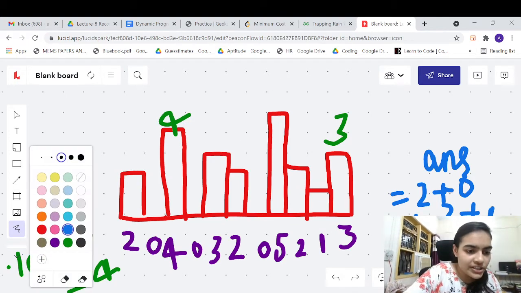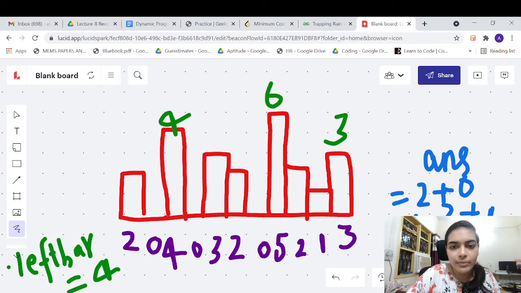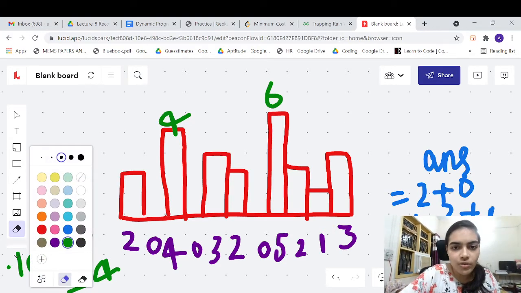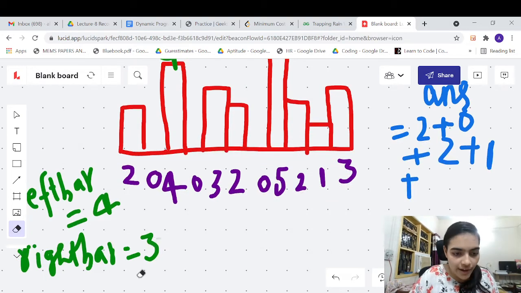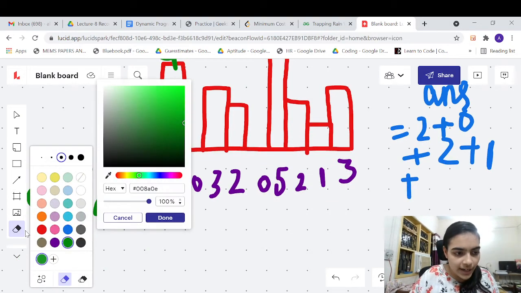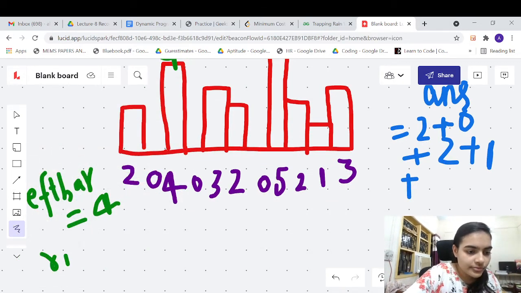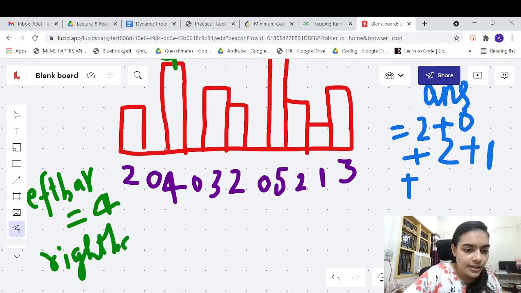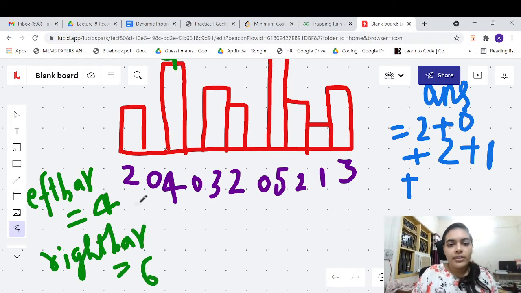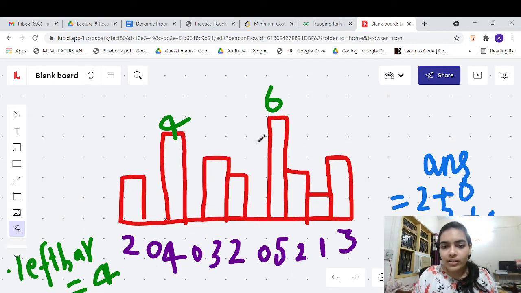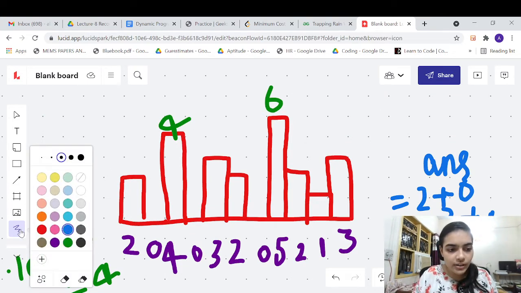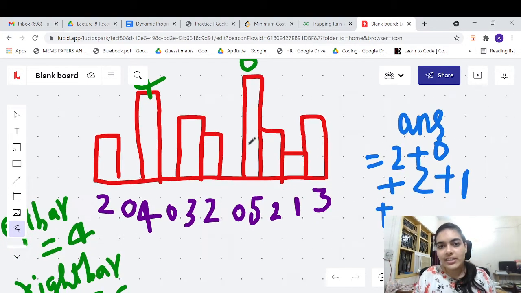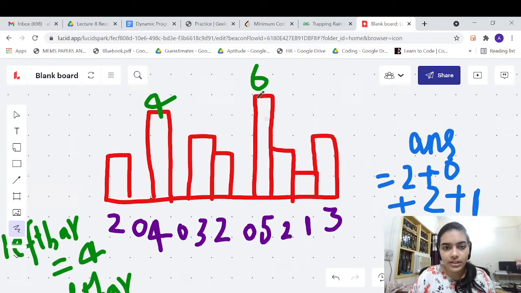So 6 is the highest bar that we have seen till now. 6 will take the place of the right bar. So your right bar will change now. It will become equal to 6. So I will change my right bar, and my right bar has become equal to 6. Now this block cannot store any water, so it will store zero amount of water, because the highest is 6, and 6 minus 6 is 0.